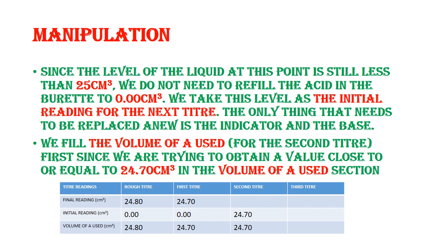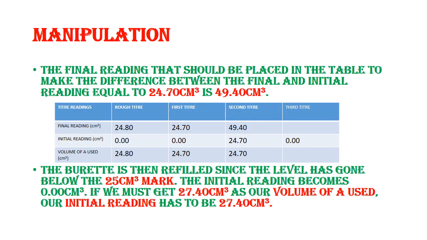You see the next slide, and then you know that you are correct. Okay, it will be, I think, 49.20. Okay, so that will be the final reading for the second Titer. Now you can see in the table that it is 49. Okay, I said 49.2. It's actually 49.40. Okay, so that 49.40 minus 24.70 gives us 24.70. Okay, all right.